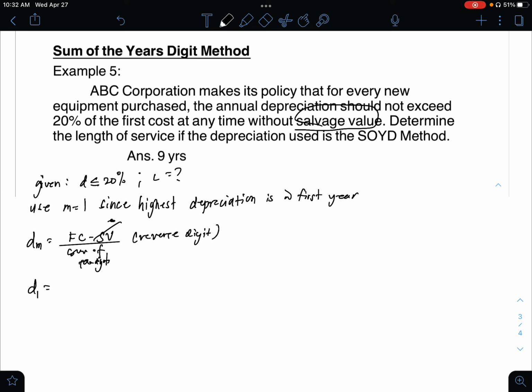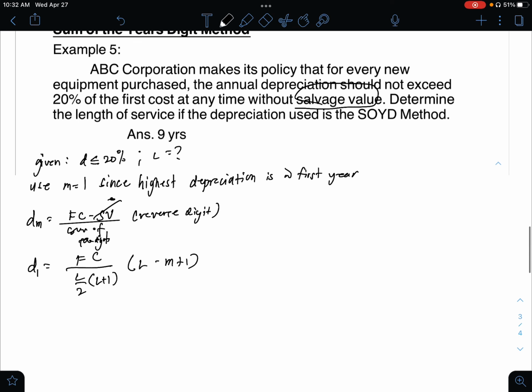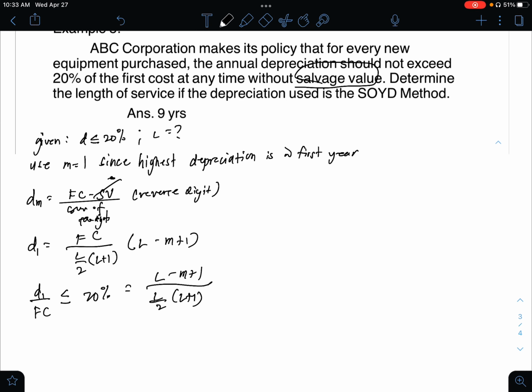So, our D1 is just equivalent to FC over L over 2 times L plus 1 times L minus M plus 1. Okay? So that is D1 over FC. So now derive the formula. D1 over FC, which should not exceed 20%, is equal to L minus M plus 1 over L over 2 times L plus 1. So this is 0.20 equals L minus 1 plus 1, so that's L over L over 2 times L plus 1. That is L equals 9 years in time.